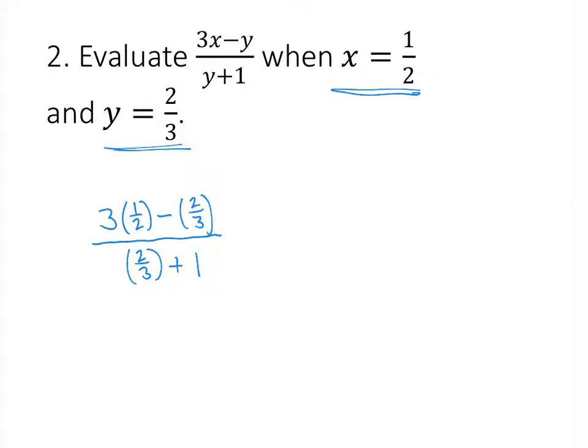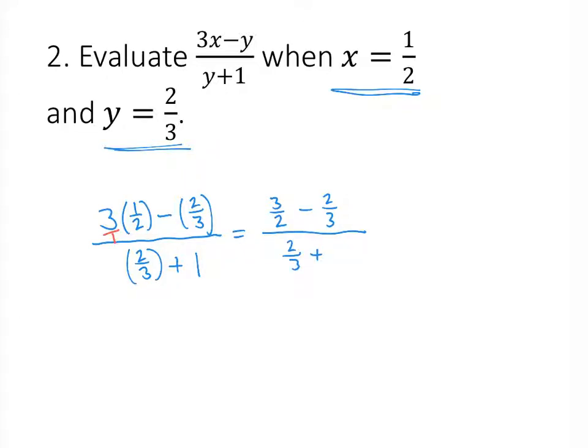Now that's a fairly complicated expression with fractions within fractions. So what we're going to do is simplify the top and simplify the bottom, and then see what we have. So on the top, 3 times 1/2, that's 3/2. If it helps, think of 3 as 3 over 1, and then we multiply fractions by multiplying the tops and multiplying the bottoms. We don't need the parentheses here around the 2/3. On the bottom, we just have 2/3 plus 1.